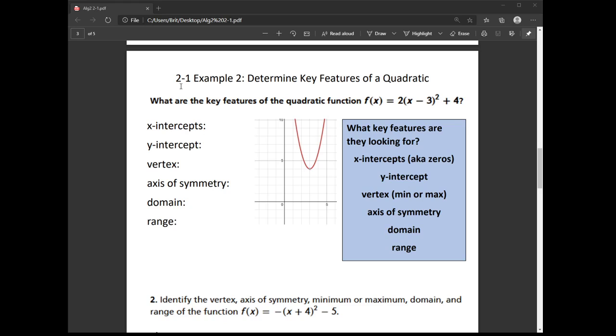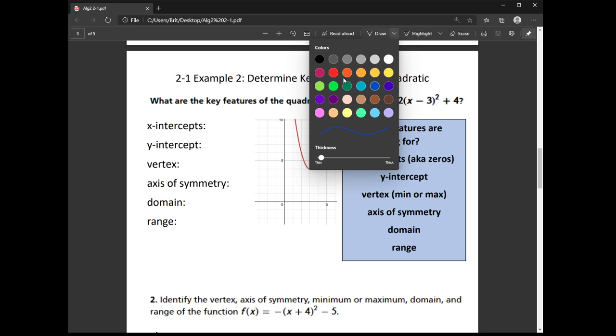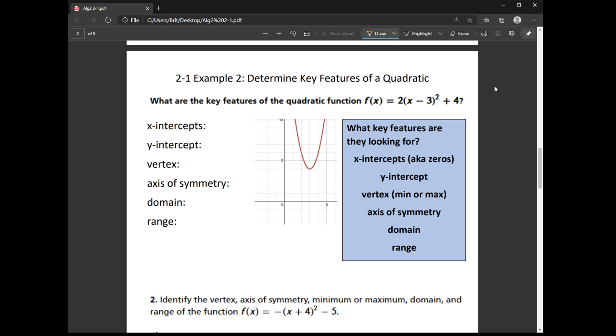In this video, I'm covering example 2 from lesson 2-1 in the SavvasRealize Algebra 2 textbook. This example covers the key features of a quadratic.